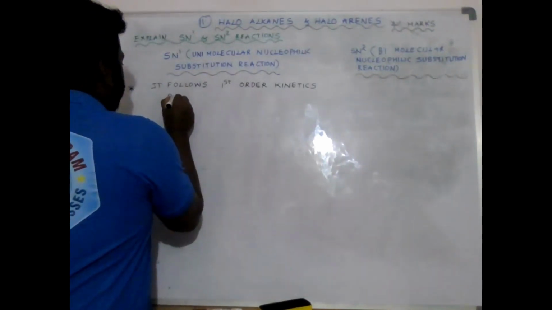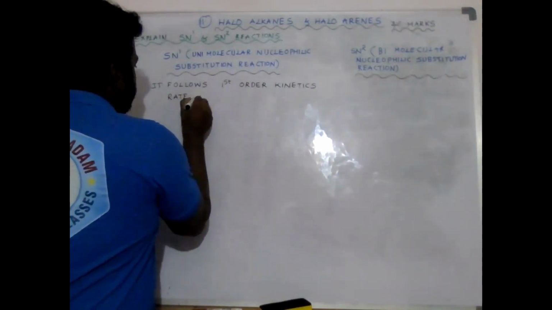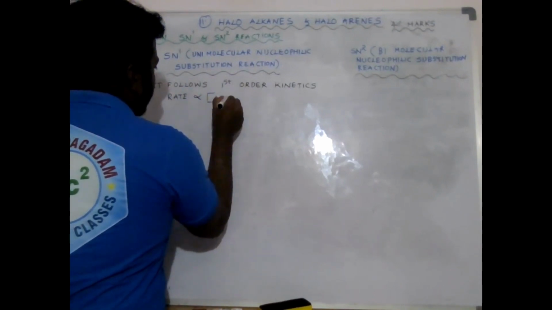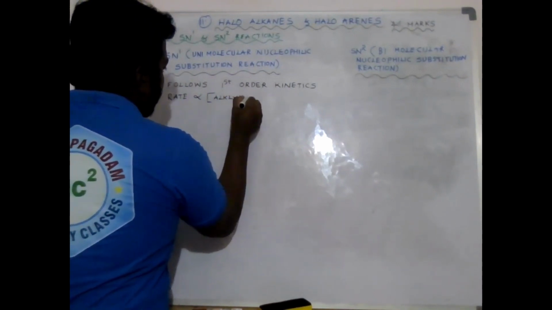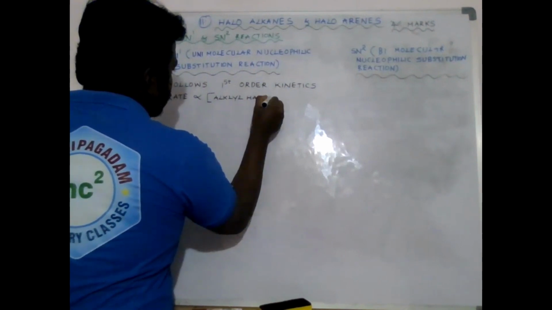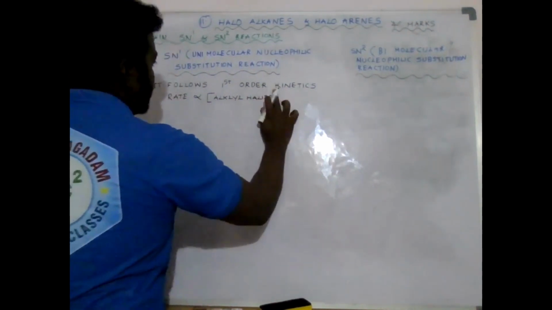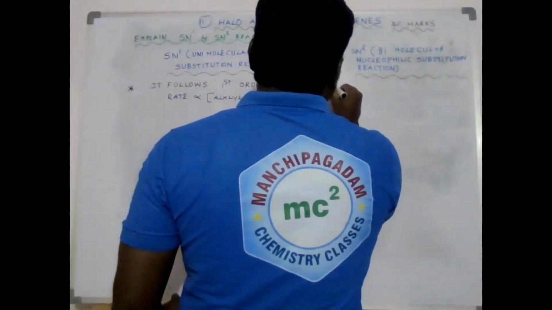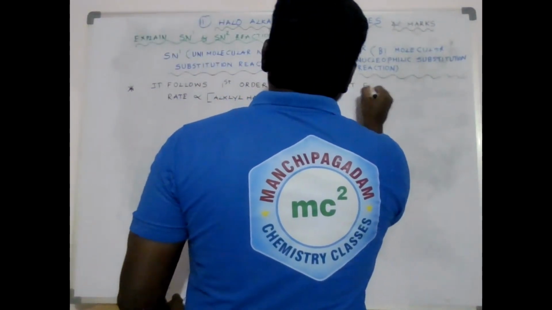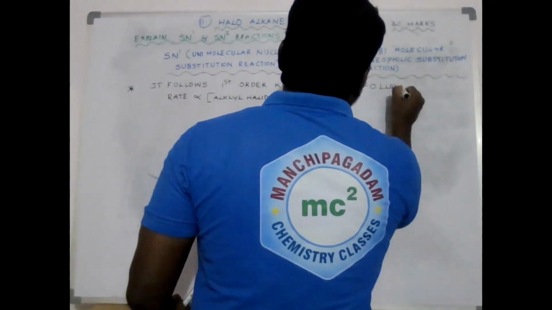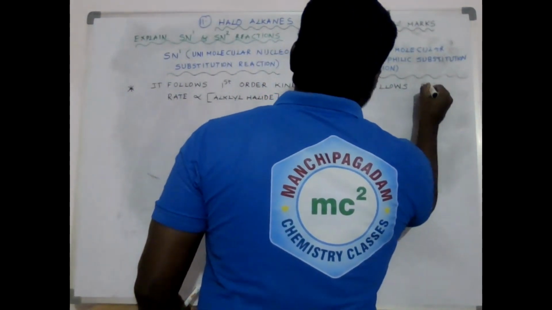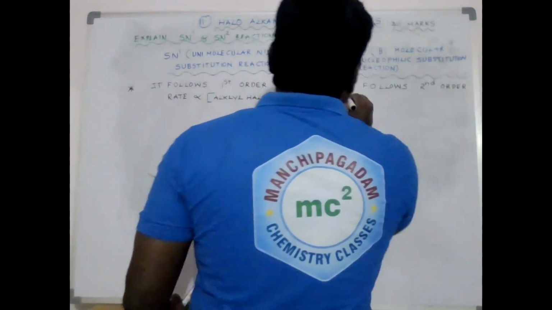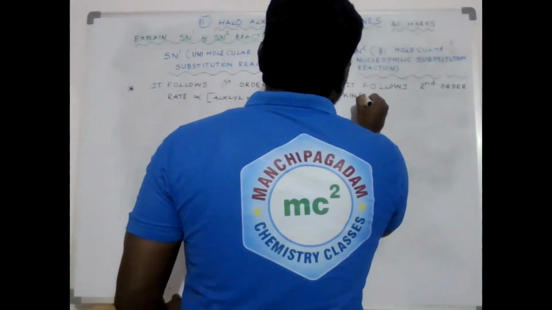Because rate is directly proportional to only the concentration of alkyl halide, that is why you can say that SN1 follows first order kinetics. Here you can write oppositely that SN2 follows second order kinetics. So what is the meaning of that?